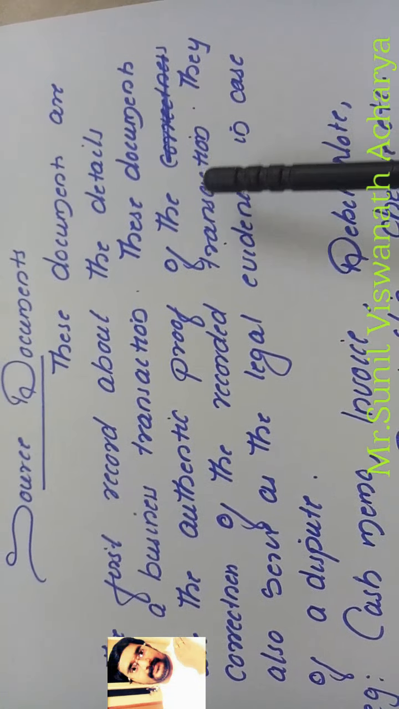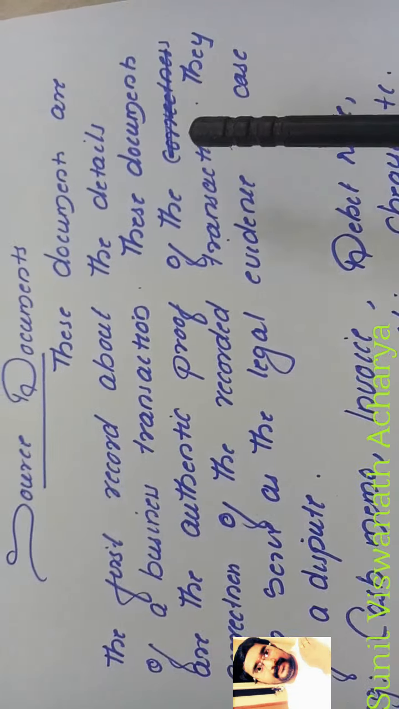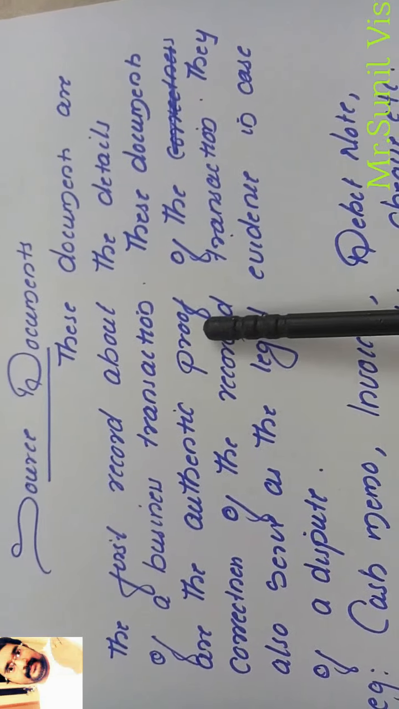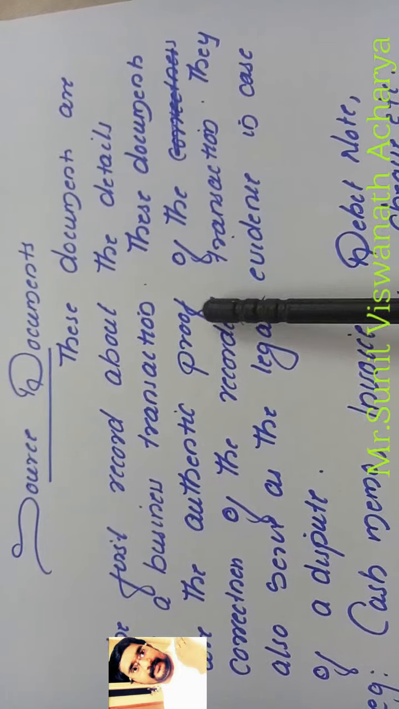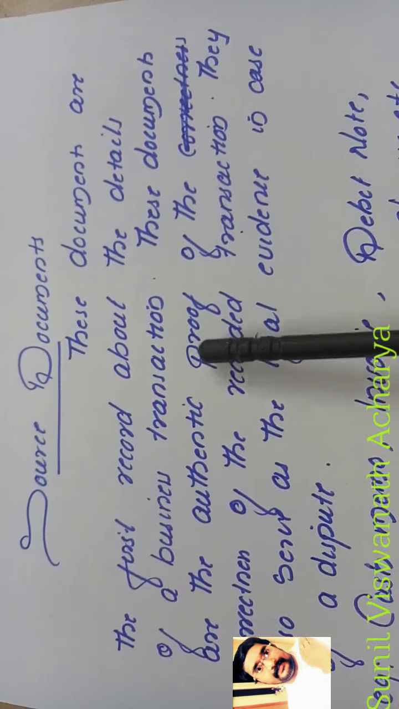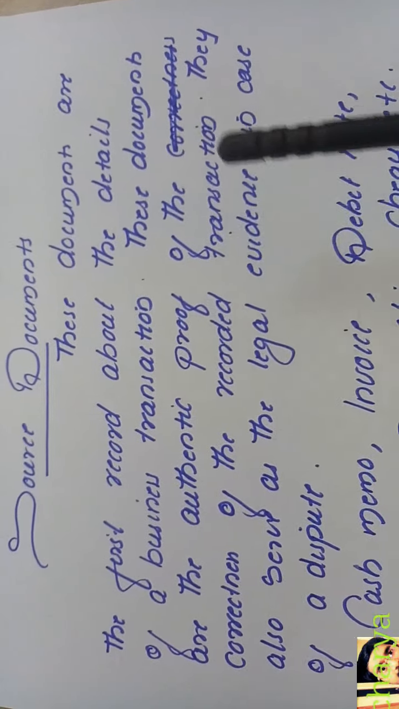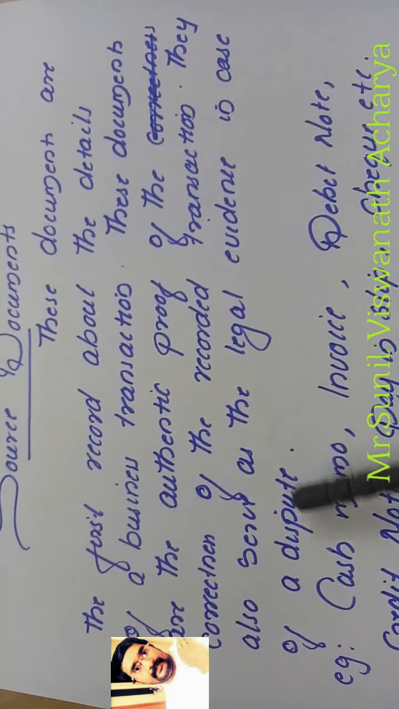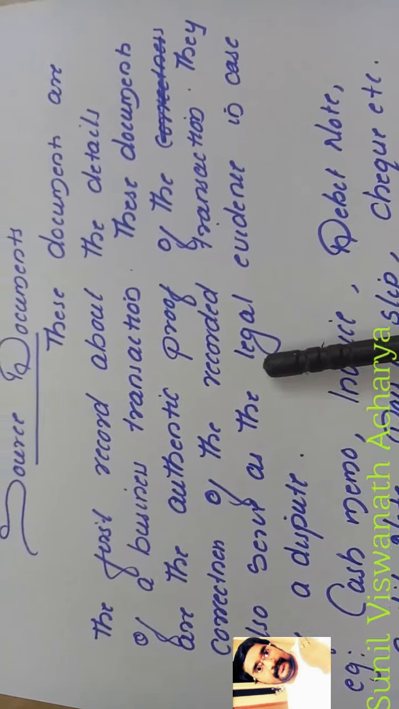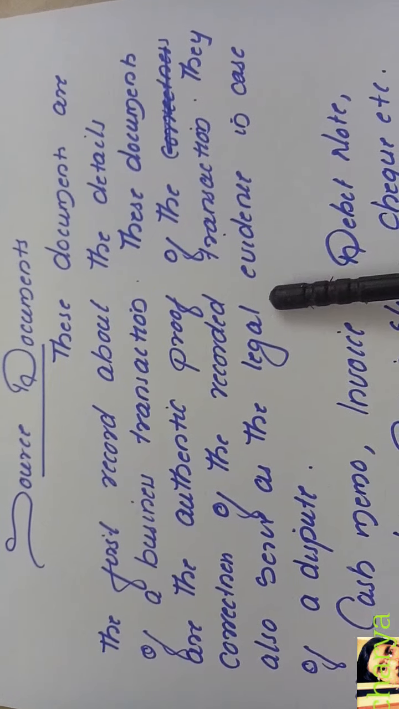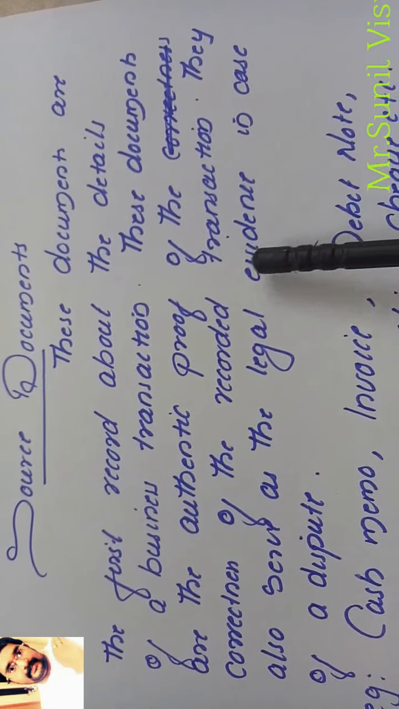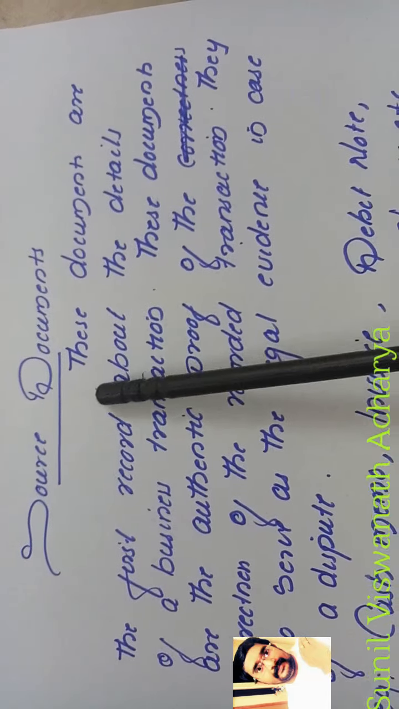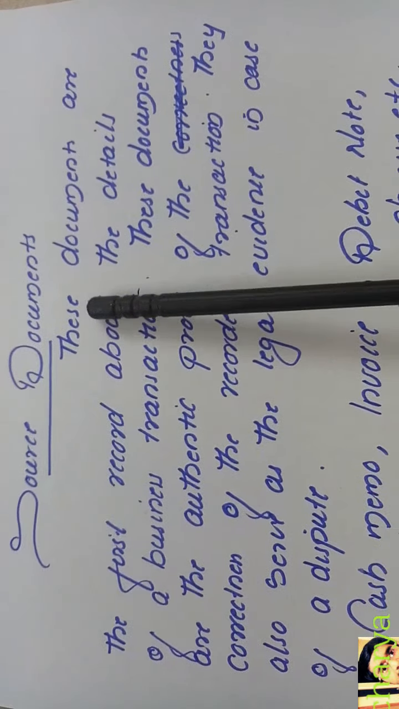Whenever we are recording transactions in any other books, we need an authentic proof, we need evidence. That first evidence for recording a transaction is the source document. These also serve as legal evidence in case of a dispute. If any dispute arises in future, to prove it we need legal evidence, and that legal evidence is only the source documents.